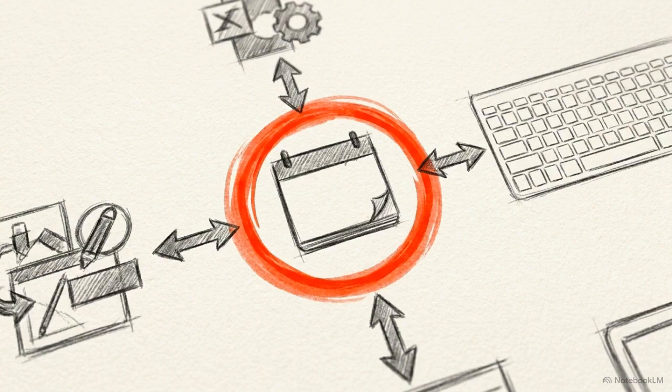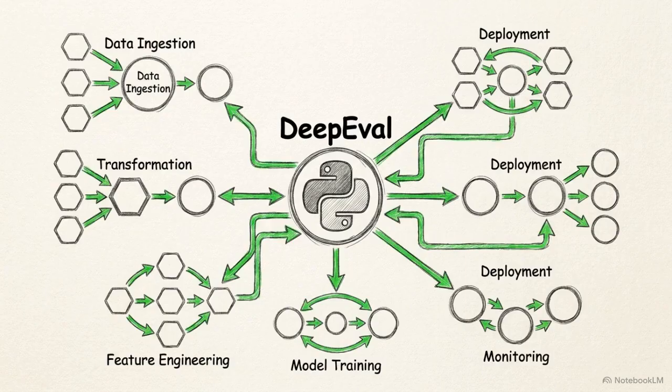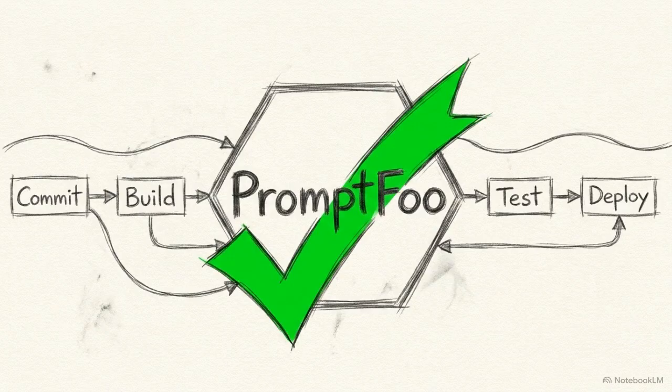Day 1 starts with picking the right tool. The correct choice depends entirely on what your engineering team is already comfortable using. If you have a Python-heavy team doing deep analysis of a retrieval pipeline, DeepEval is a strong candidate. But if you want fast, continuous integration, you look at PromptFoo.